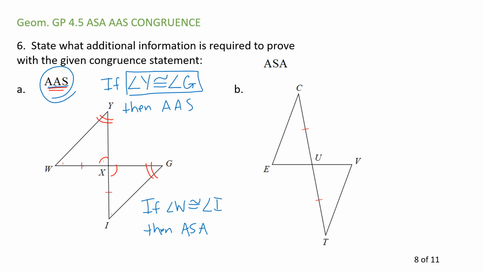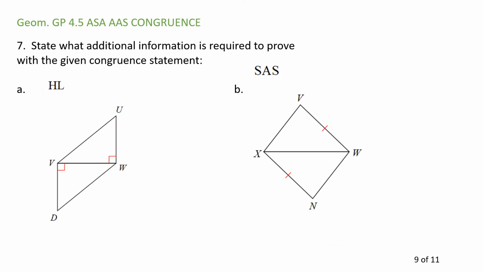So I've got the side. I must have the angles at the opposite ends. I don't need to prove these two because these are vertical angles. So the only piece of information I would need is that C and T must be congruent. So if angle C is congruent to angle T, then this would be angle, side, angle.